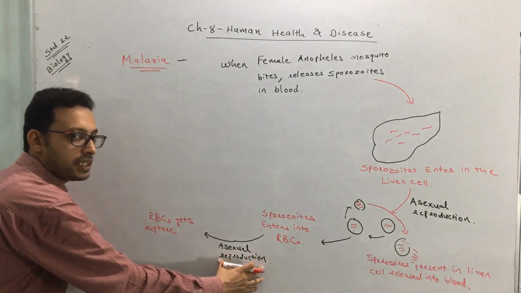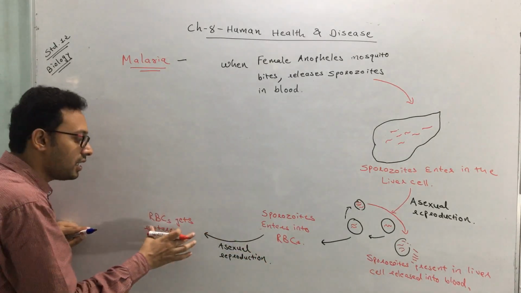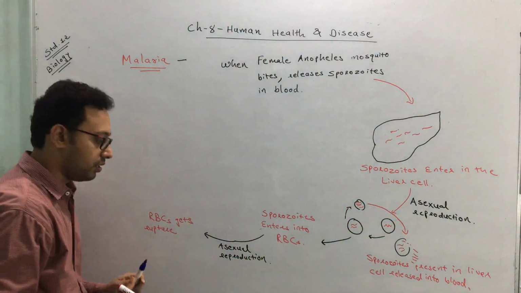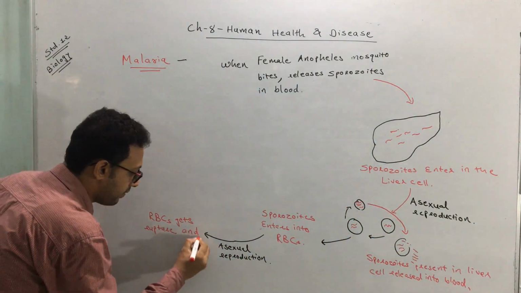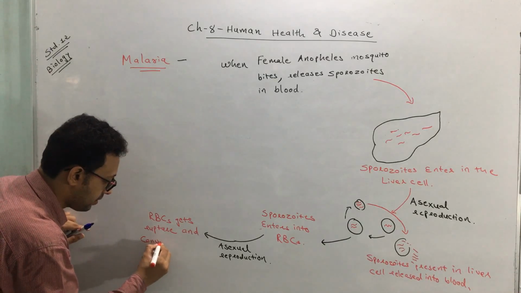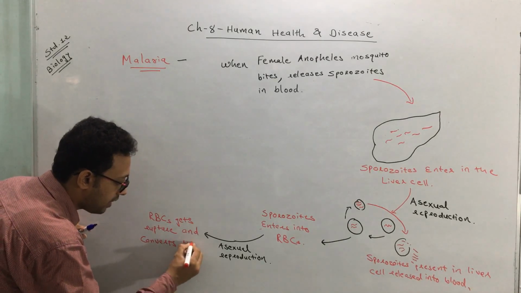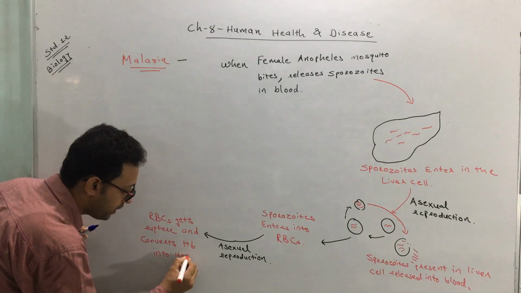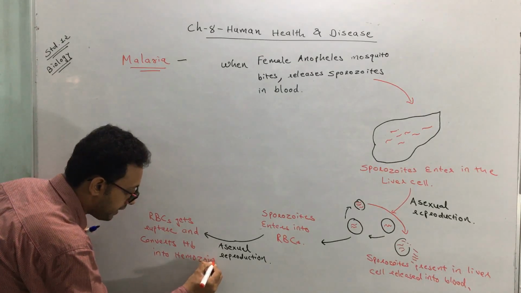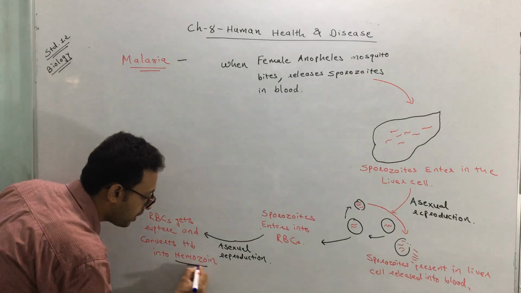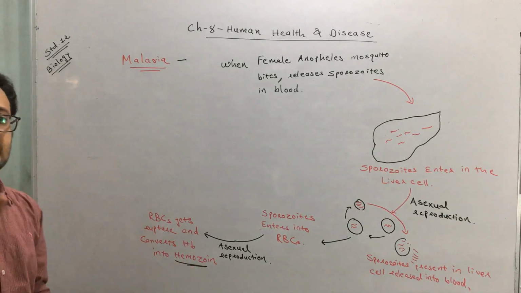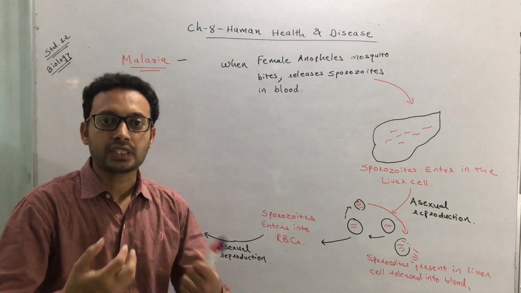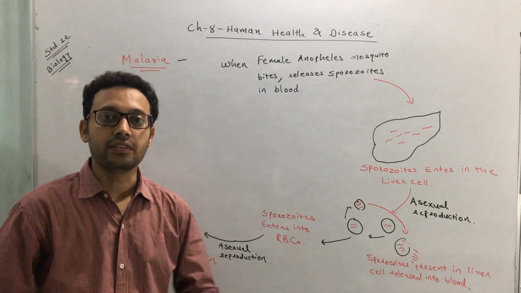Okay, when they undergo asexual reproduction, the numbers increase. They also lead to a rupture of RBC. Similarly, as the liver cell gets ruptured, it converts hemoglobin into hemozoin. Remember, it converts hemoglobin into hemozoin, a toxic substance. This is a toxic substance which is responsible for its symptoms like the chills and the fever.